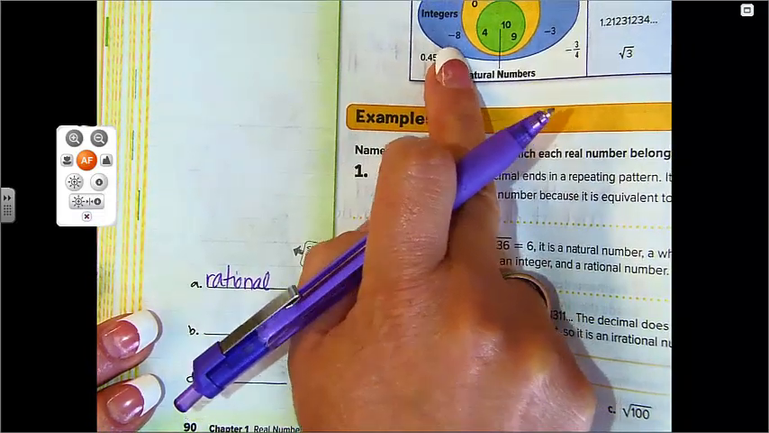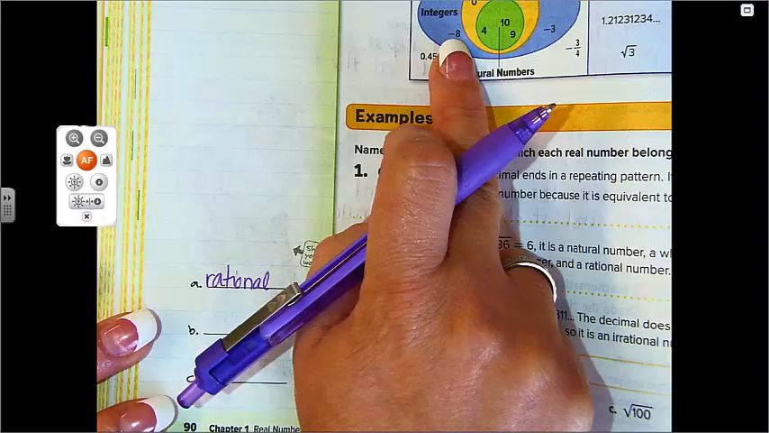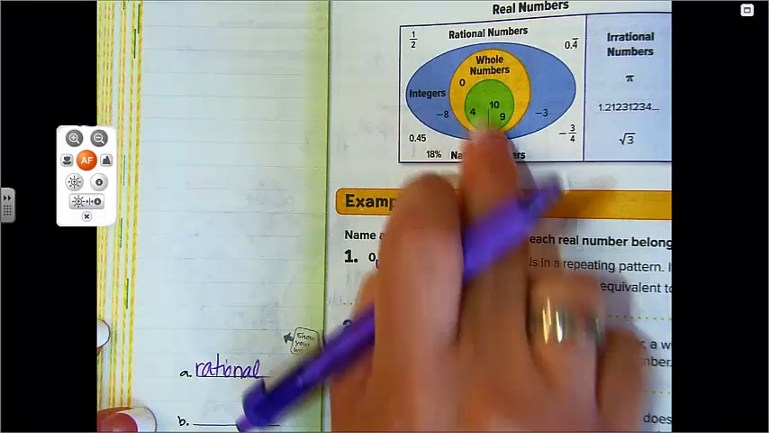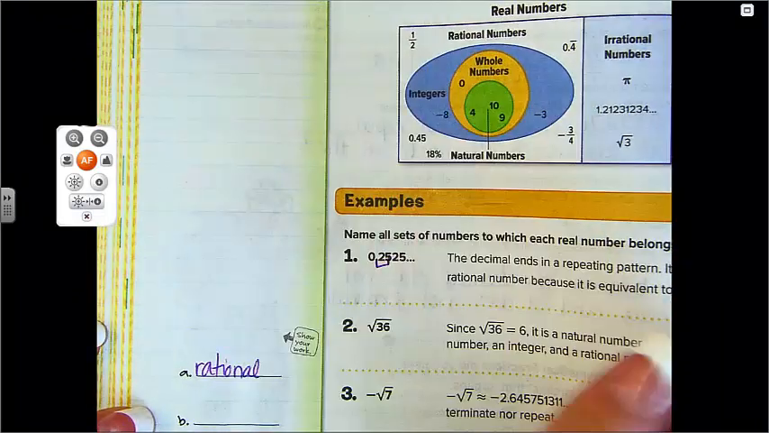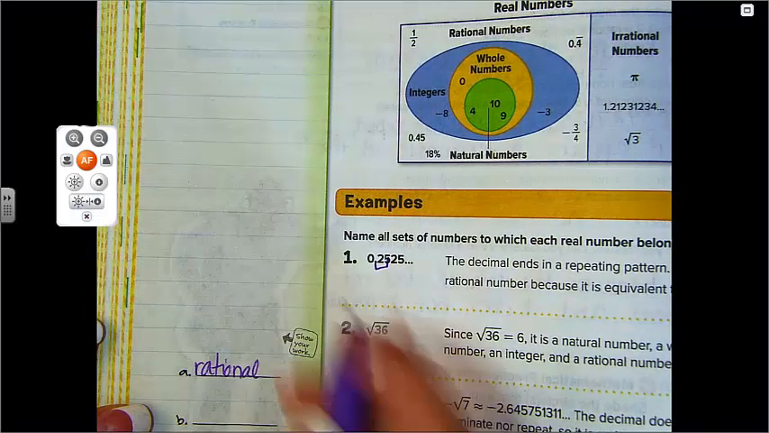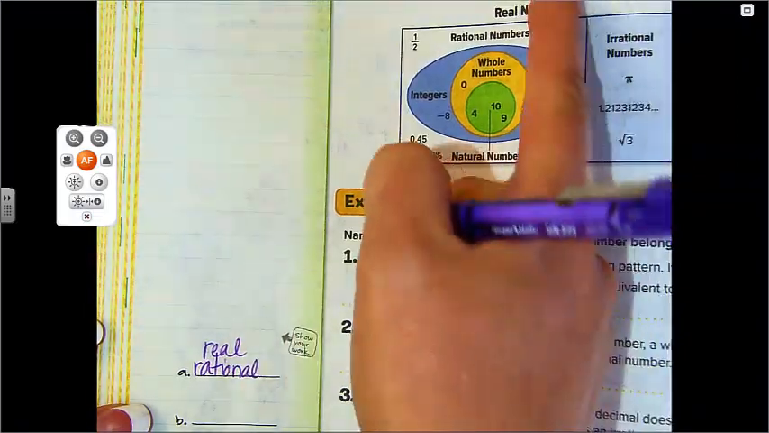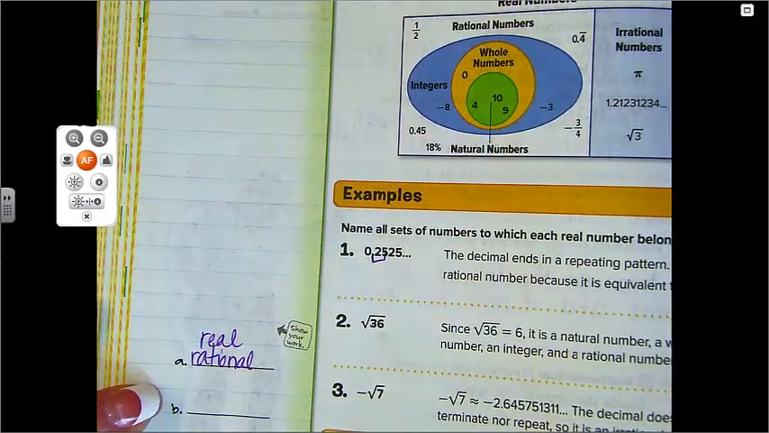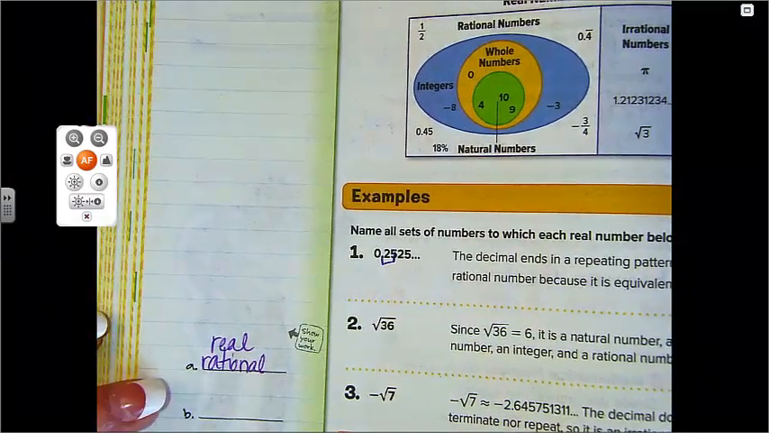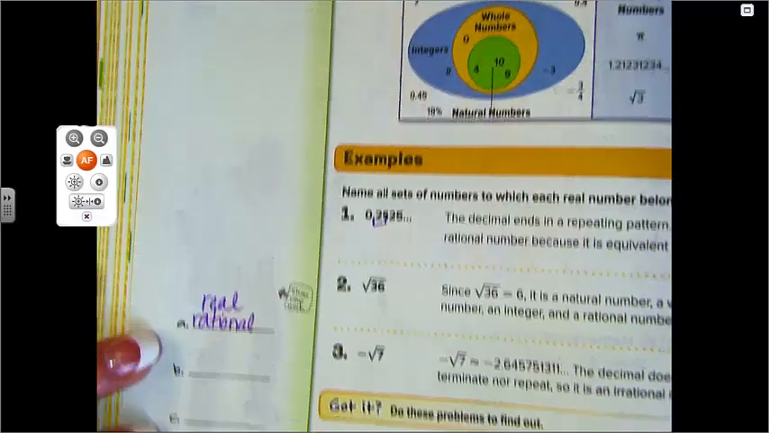Integers is where the negatives are thrown in there. It's the negative numbers and the positive numbers. And then rational numbers includes decimals and fractions. So this is a rational. And it's also a real number because all numbers, rational or irrational, are real. Believe it or not, there are things called imaginary numbers, but we're not going to talk about those in pre-algebra.